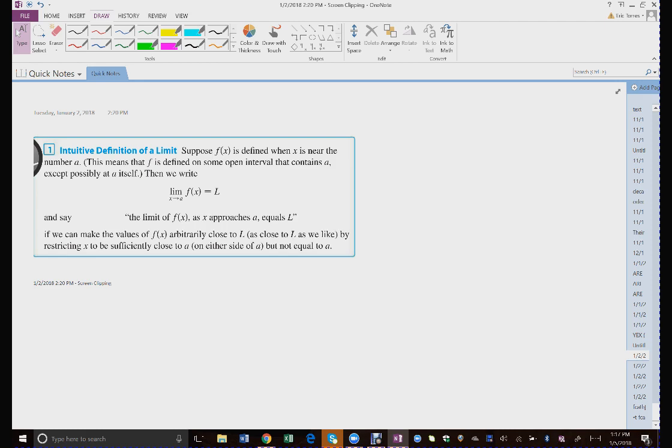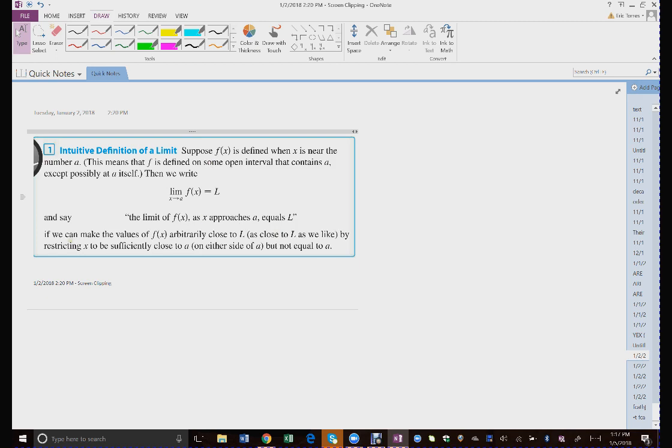Then we write the limit of f of x equals L as x approaches a. So I'm actually reading what this says here. Again, another way, the limit of f of x as x approaches a equals L. This is just a clarifying statement, which means it can happen in the middle or at the end, any way you'd like to say it in English, as long as you understand mathematically what's happening.